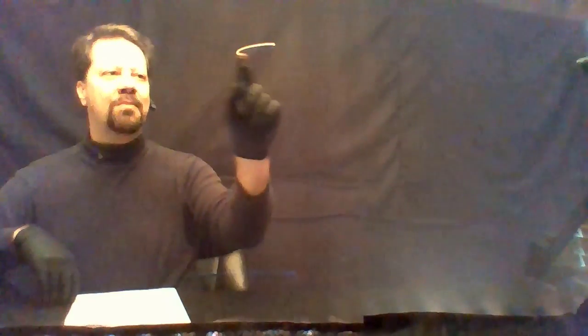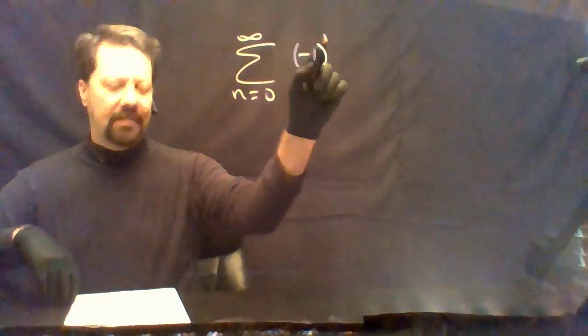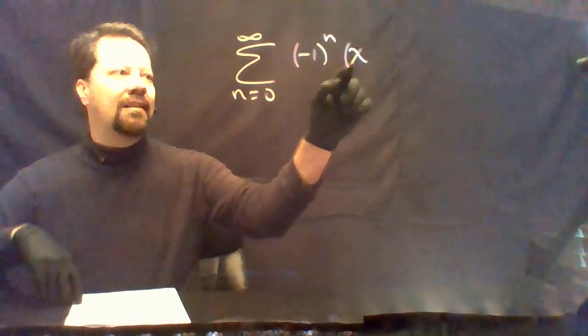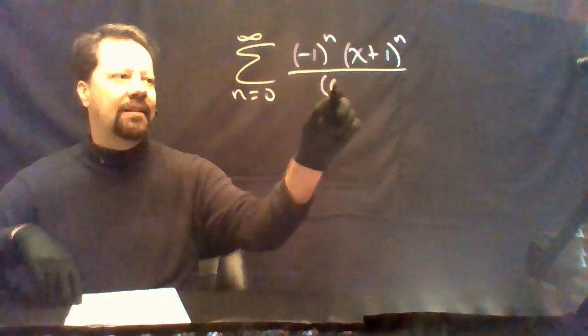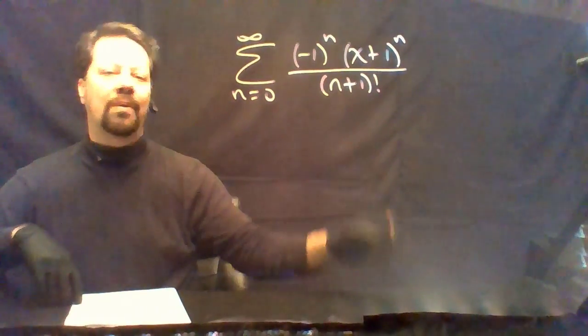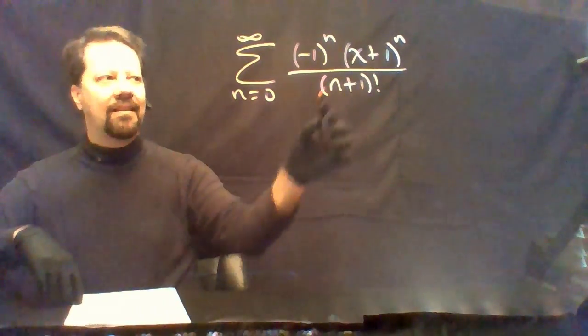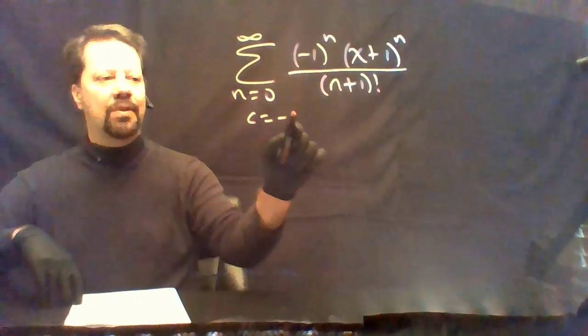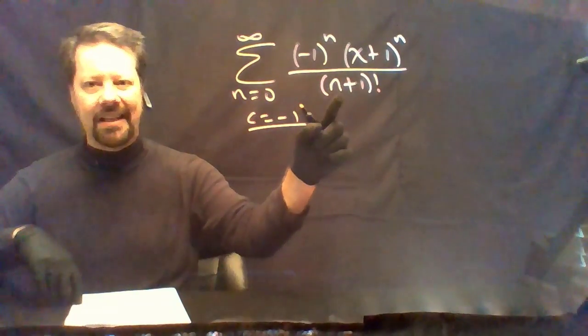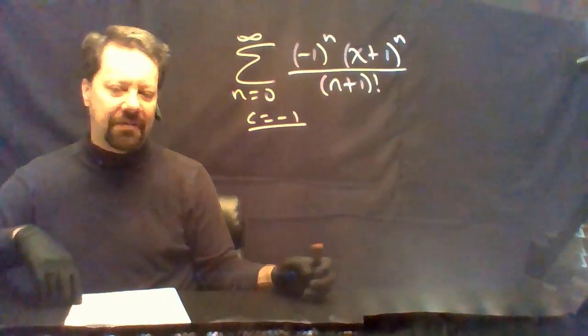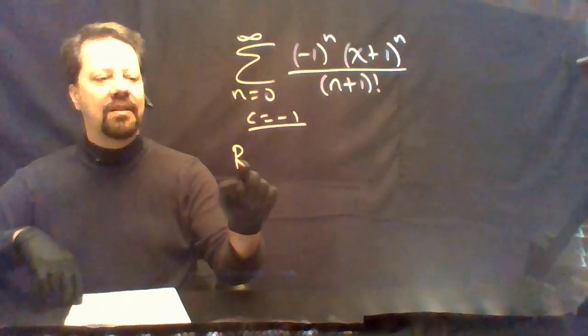In our next problem, we have the sum as n goes from 0 to infinity, negative 1 to the n, x plus 1 to the n, divided by n plus 1 factorial. The center is, of course, minus 1, but it looks like, since we have a factorial in the denominator, this is going to have an infinite radius of convergence, which is easy to check.